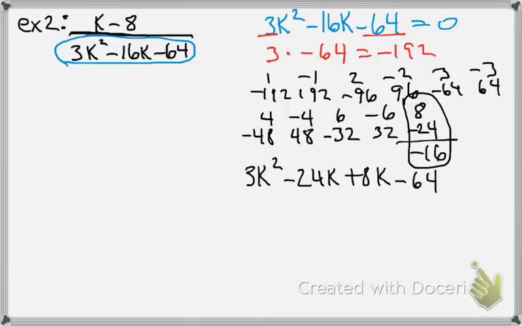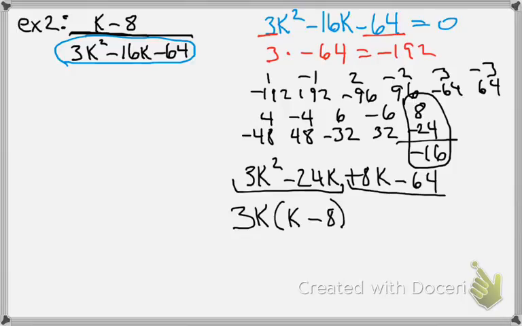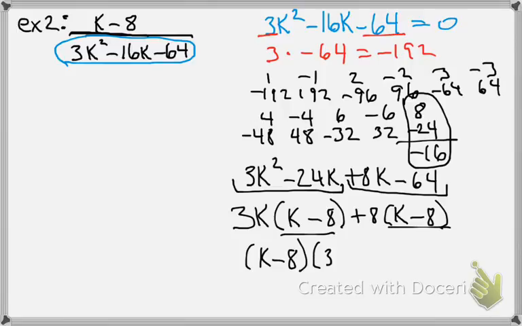Now I did that so I can factor by grouping. Here I can factor out a 3 and a k, leaving me with a k minus 8. The second grouping I can factor out an 8, leaving me with a k minus 8. If we did this correctly, these terms right here should be the same. They are, so I get a k minus 8 and a 3k plus 8. Both of those are equal to 0. So when I have two things multiplied together to equal 0, I set them both equal to 0 and solve.